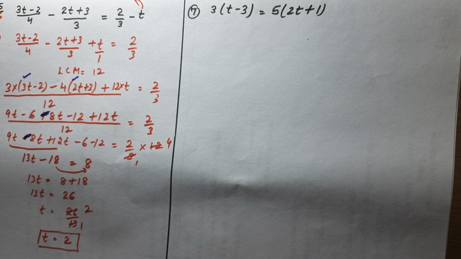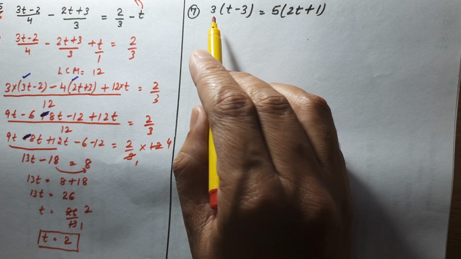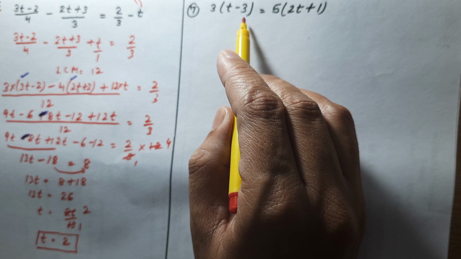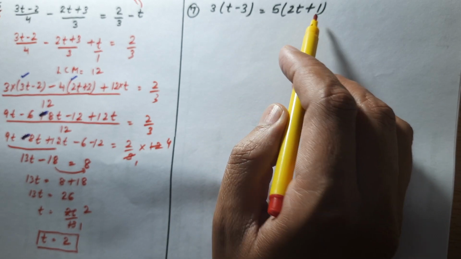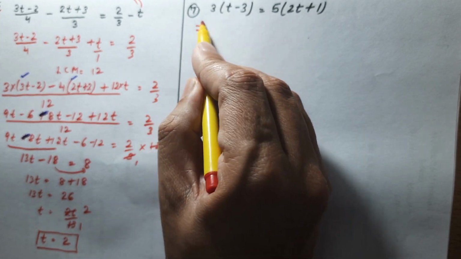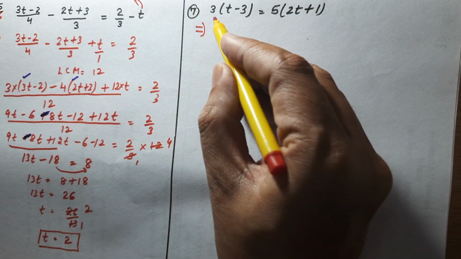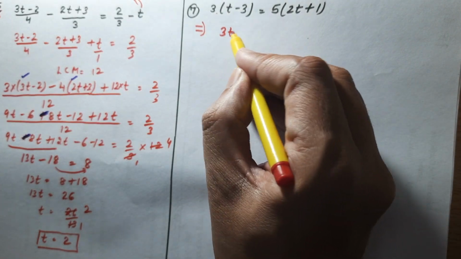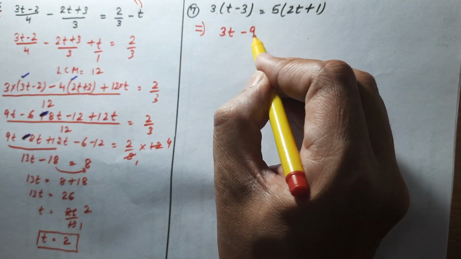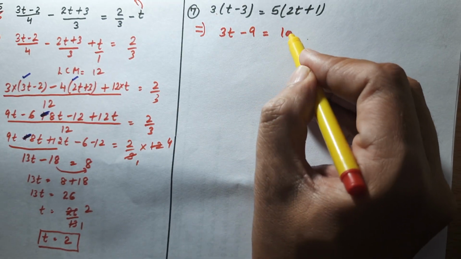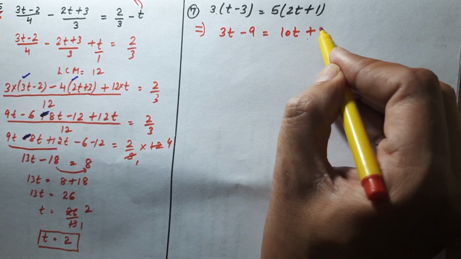Okay children, so question number 5 is clear. Transpose along one side, simplify it and find the answer. In the same way we are doing question number 7 now of the same exercise. It says 3 into t minus 3 is equals to 5 into 2t plus 1. We can't transpose. First of all simply multiply. 3 into t, 3t. 3 into 3, 9 with the sign of minus. 5 into 2, 10t. 5 into 1, 5.